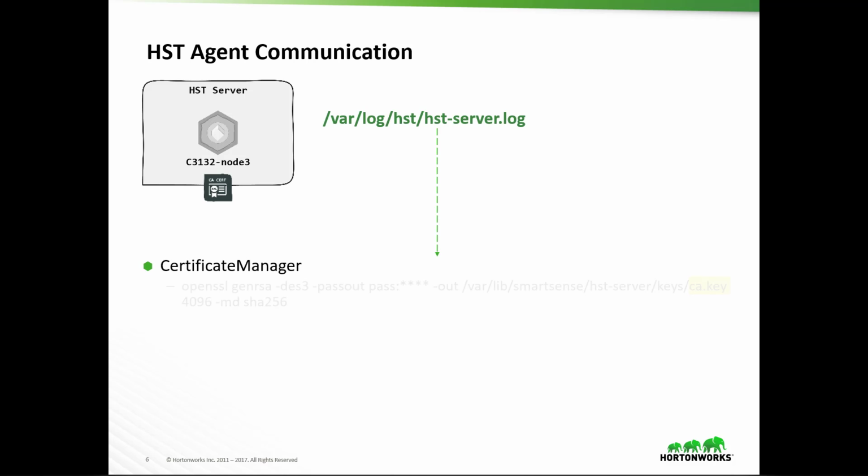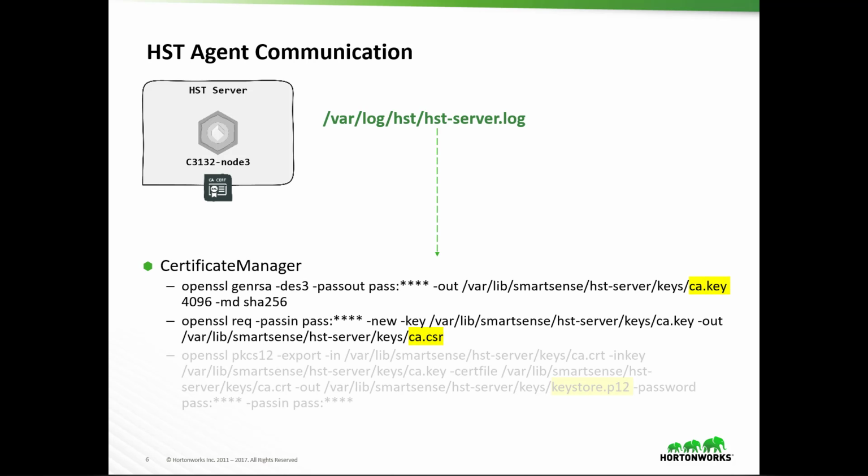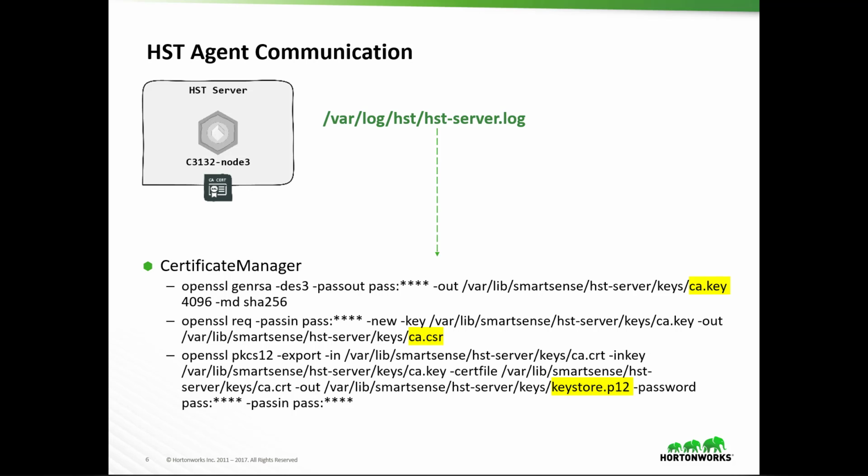When HST server starts the first time, you will notice in the log how the HST server is configured as a certificate authority to sign all the HST agent requests. First, you will see the command used to create the private key, which will be used to sign all the HST agents signing requests, and a creation of a bundle identified as keystore.p12.